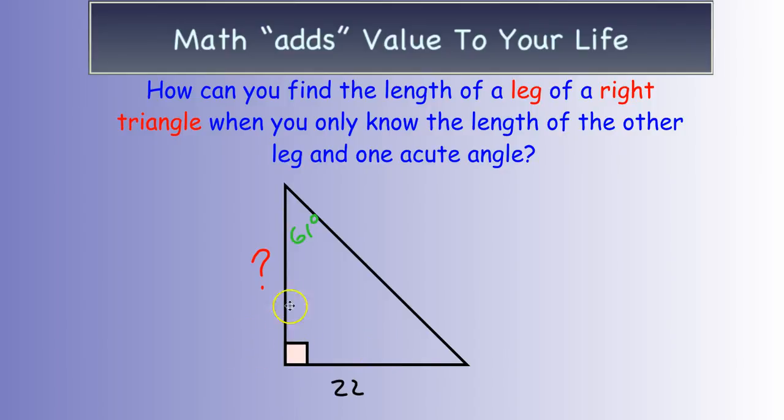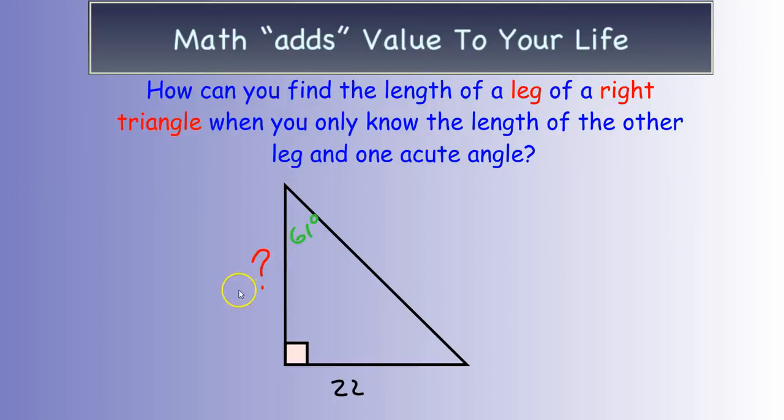We have a right triangle, we have an acute angle, and we have the length of one leg, and the question is, how can we find the other leg length? Remember also, if we have a right triangle, the other two angles have to be acute, or you'd have more than 180 degrees. So just keep that in mind. All right, so let's talk about that.